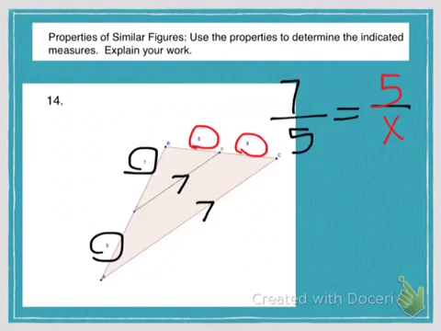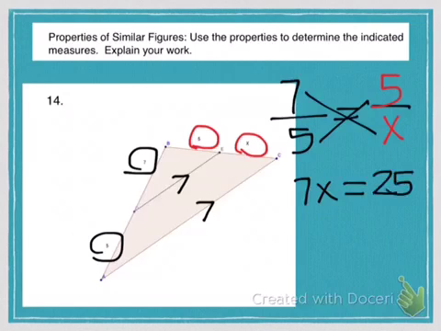So I want to cross multiply to solve it. So let's say 7 times x is 7x. Find your other cross product. 5 times 5 is 25. So to solve for it, I use division property of equality. So I know that x is going to equal 3.57.